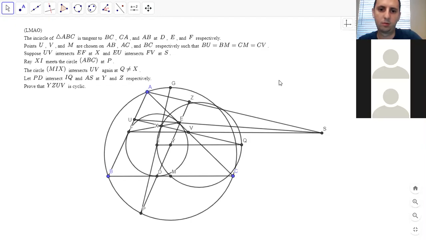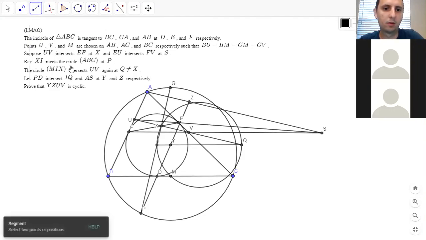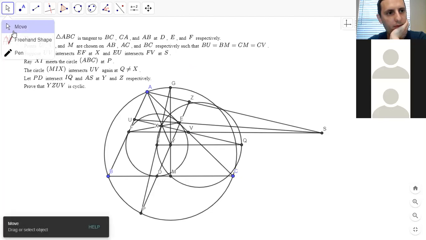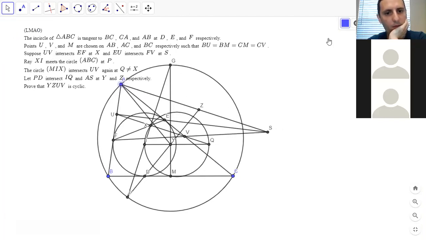I guess G, Y, M are collinear. G, Y, and M. Yeah. Is AYX collinear? I don't think so. Let's see. Yeah.